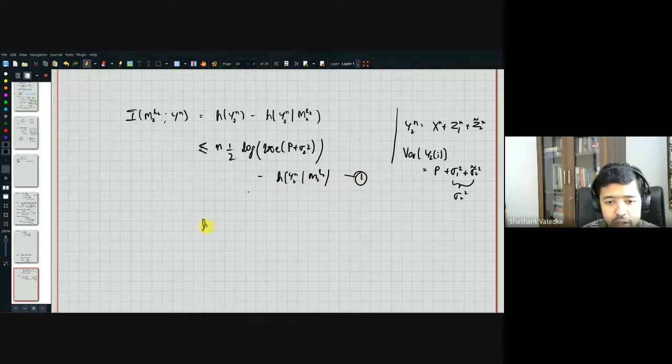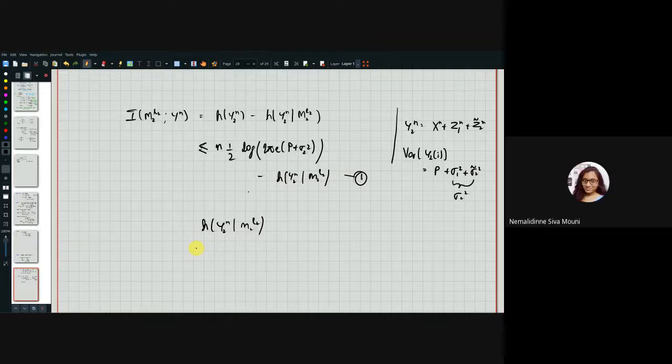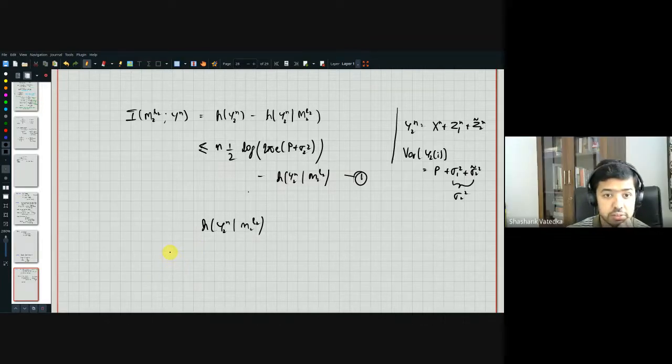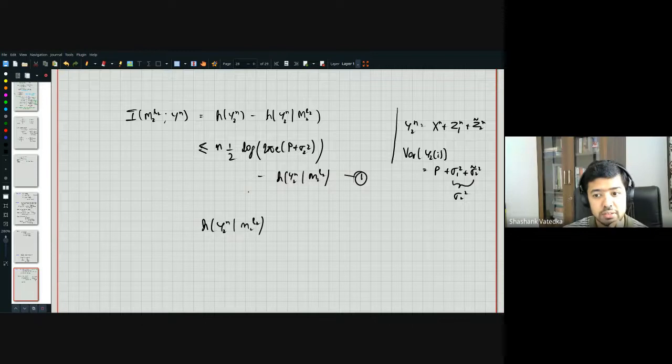Now look at h of y2n given m2 l2. Sir, sorry to stop, but for the x, are we considering the power constraint to prove the converse, like p, where we are saying that power is less than or equal to np? Exactly. Yes. So you need to take that into consideration, right?